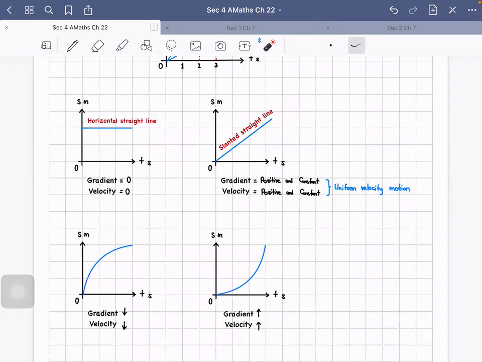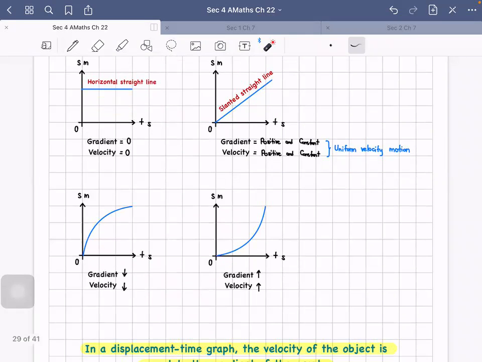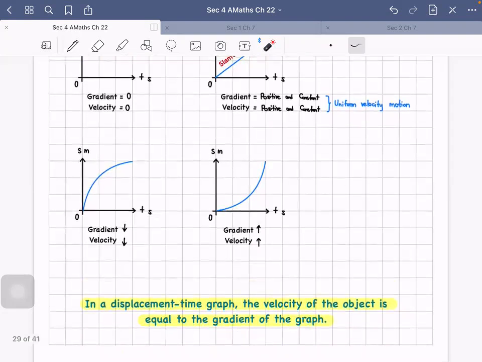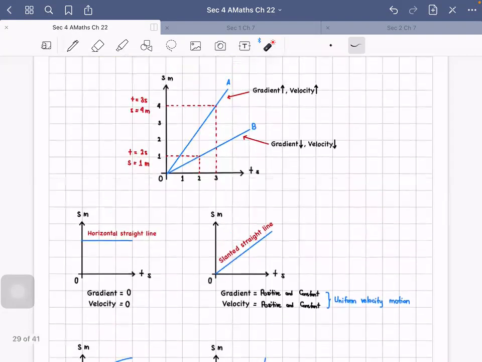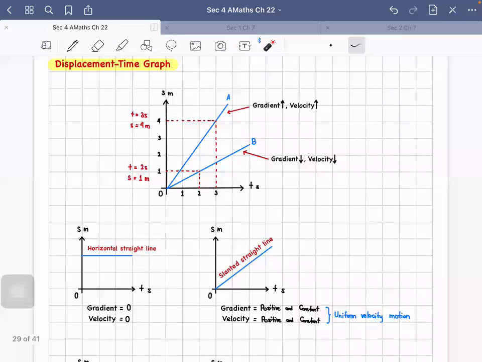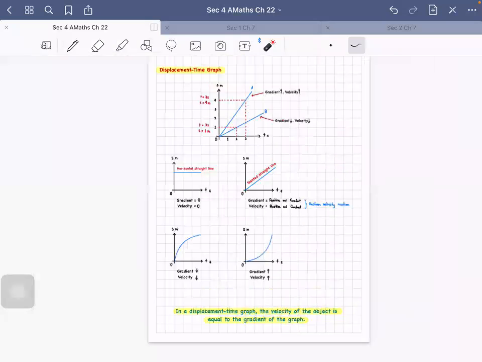Then let's go with this. Whenever you see a graph like this, the gradient here is down, and so the velocity is also down or less. And the opposite is this one: if the gradient is up here, the velocity is also up here. So let's summarize. In a displacement time graph, the velocity of the object is equal to the gradient of the graph. Because class, if you're given a displacement graph, usually the question is about the velocity. So that's the displacement time graph.